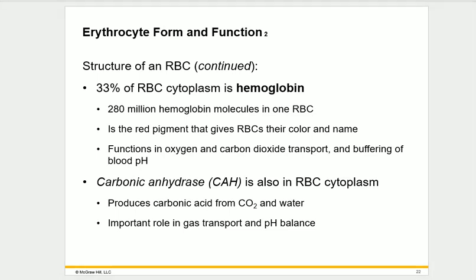So the cytoplasm of a red blood cell consists mainly of a 33% solution of hemoglobin. This is about 280 million molecules per cell. This is the red pigment that gives red blood cells their color and their name. It's known especially for its role in oxygen transport, but it also helps to move carbon dioxide, and it helps in buffering of blood pH.